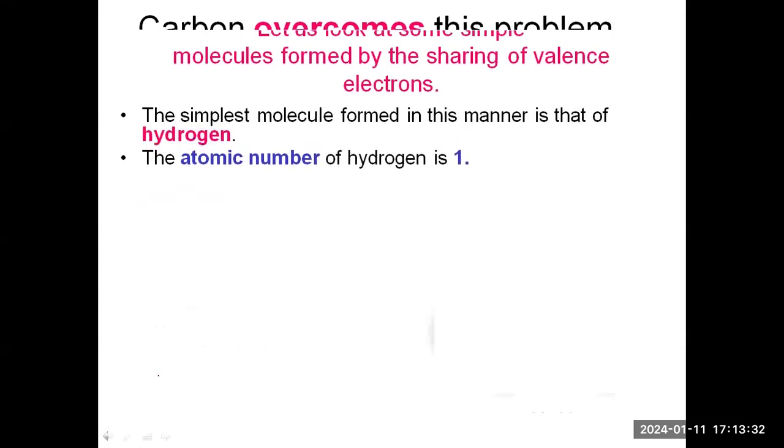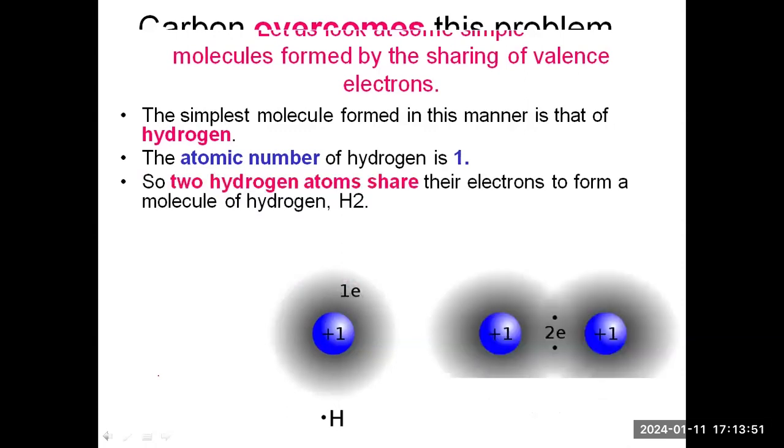So the simplest molecule that we get by covalent bond is the hydrogen molecule. Hydrogen has atomic number 1, so it is shown as this dot. Now this is the atom of hydrogen. It has 1 electron, which is not stable. It must have the duplet complete, so it shares 1 electron with the other hydrogen atom.